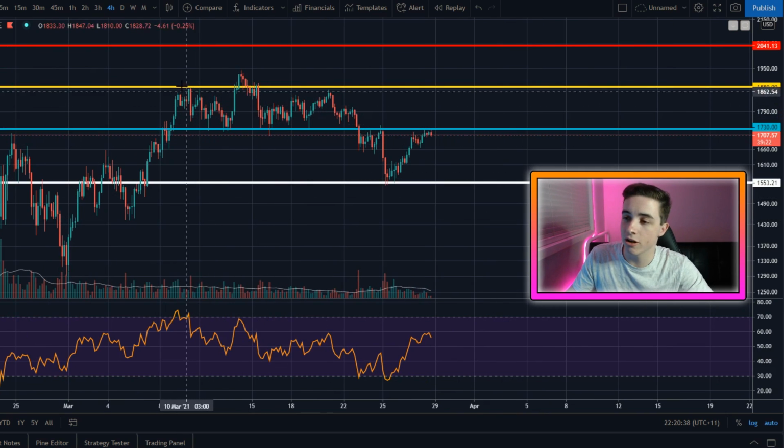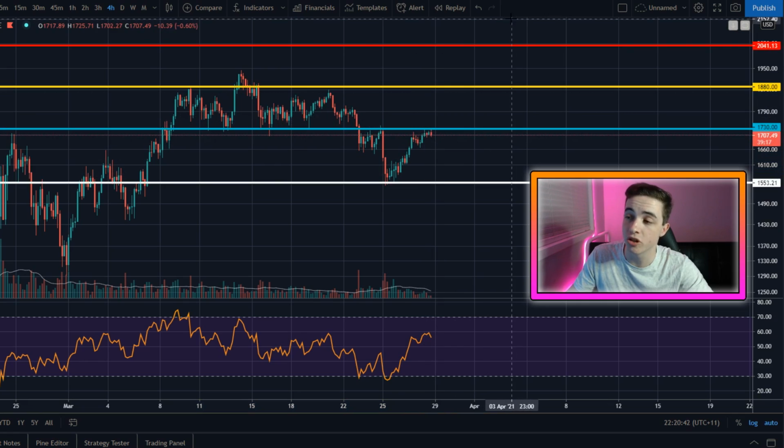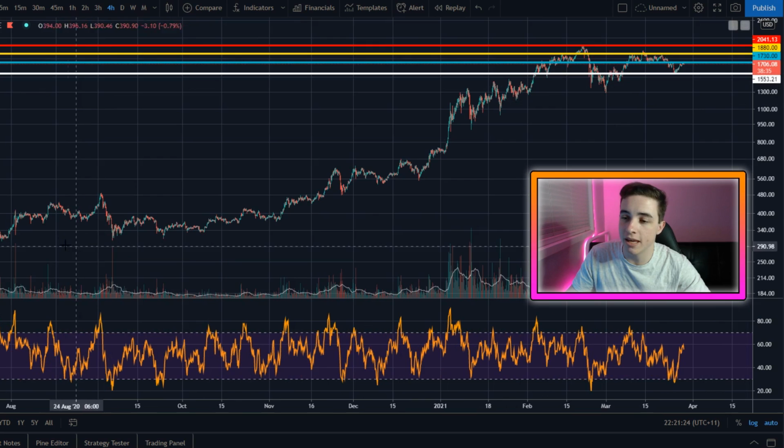The longer Ethereum stays in these sort of corrections like this, the bigger the next move to the upside will be. Like for example, if I just zoom out on the chart, as you can see back here, Ethereum went sideways ever since about August 2020, all the way up until towards November, December 2020.